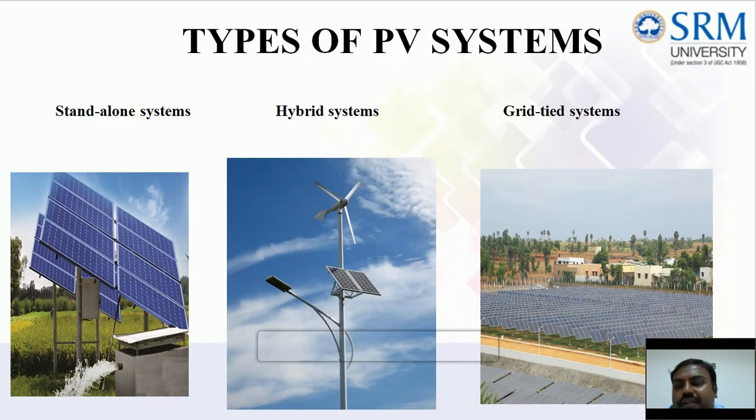There are so many types of PV systems. Depending upon the connection of the load interfaces, we can classify the PV systems. We can classify the PV system into standalone systems, grid connected systems, and also hybrid power systems. Standalone systems serve a standalone load which is not connected with a grid.